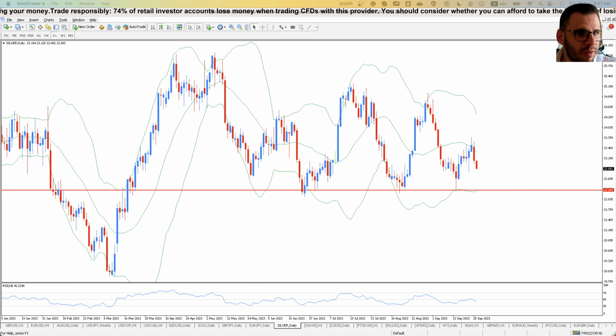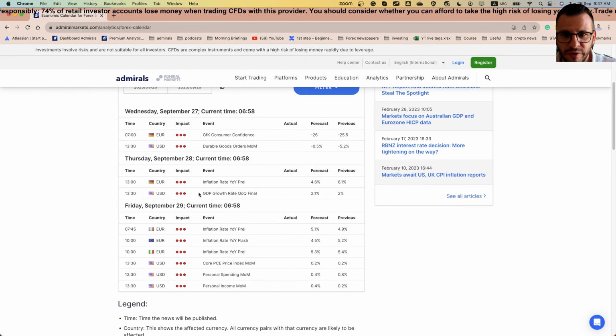Let me share the calendar just to make sure everyone understands the major news events for this week. Based on the MetaTrader calendar, that's where we extract the data. Today is Tuesday and there are no major news events. So tomorrow we're going to be here to comment on Wednesday, the day after on Thursday and Friday, and so on.